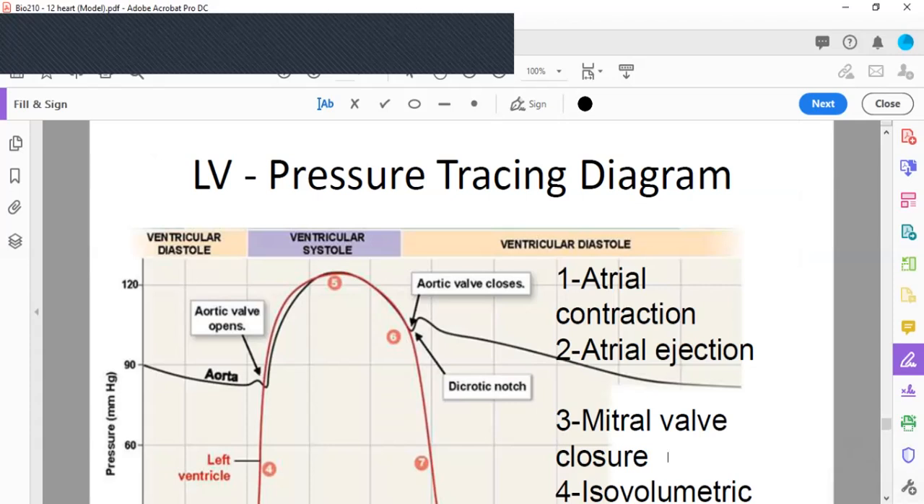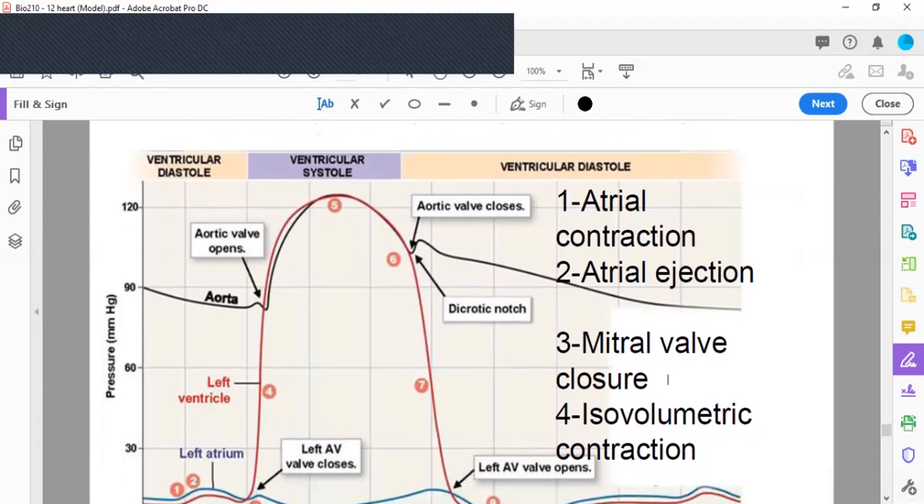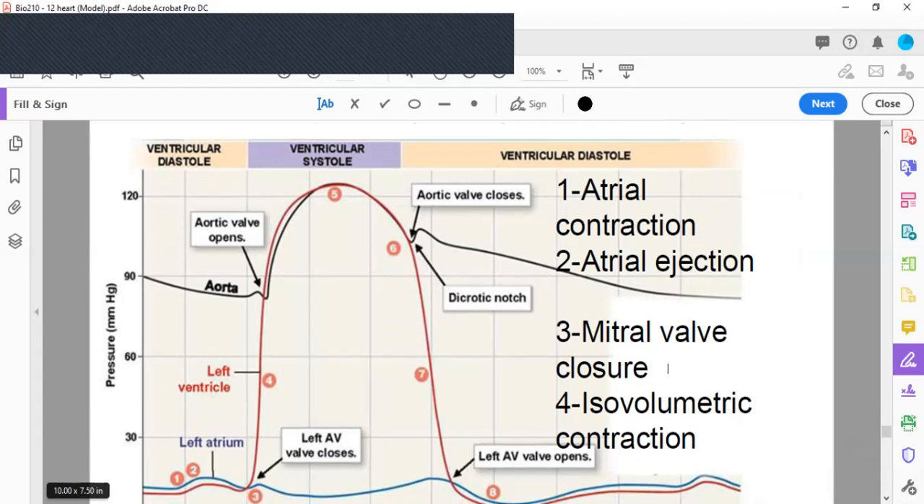Now let's go to the pressure wave. Okay, are you guys ready? Let's begin with the pressure wave. So what I want you to look at with this graph is that I want you to correlate with the labeling on this. Okay, so let's begin with number one.